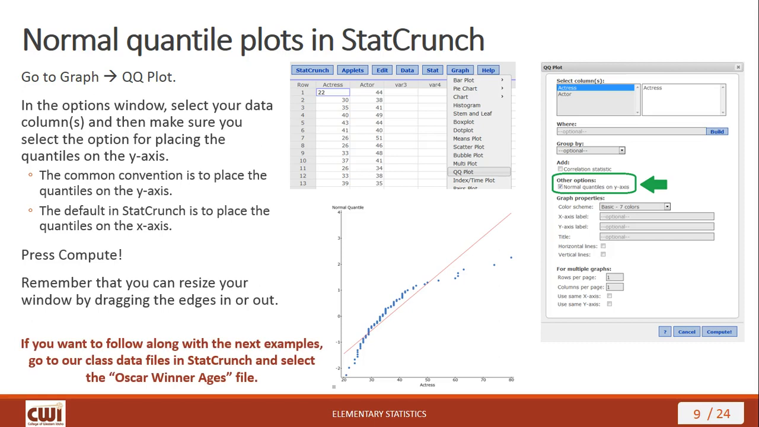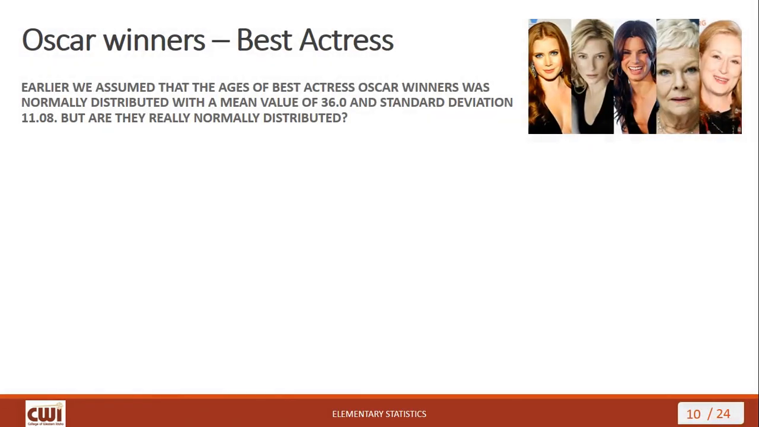Now, if you want to follow along with the next examples, feel free to pause the video, go into StatCrunch, and then go to our class group and look at the data file for Oscar winner ages. The next couple of examples are going to be taken from that data file. So if you want, go ahead and pause the video, get everything set up with this data file in StatCrunch, and then you can follow along in the next examples. If not, then just wait a moment and we will be headed into that right directly. All right, so here we go.